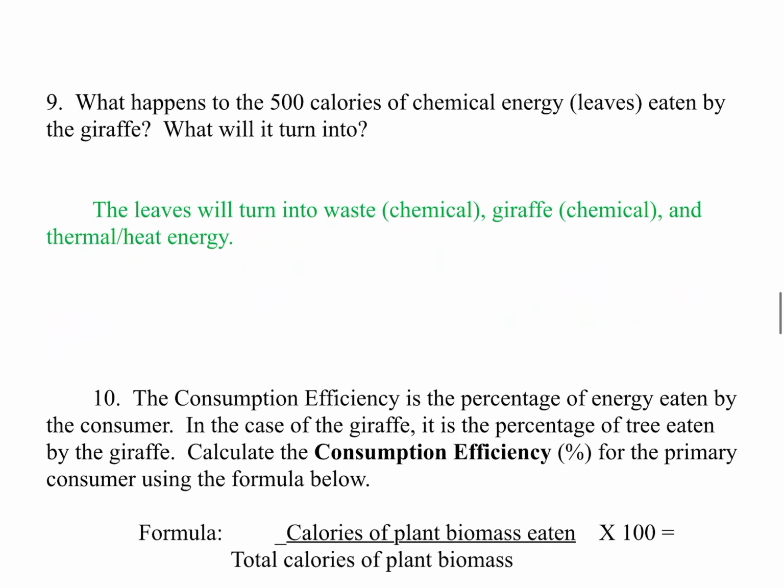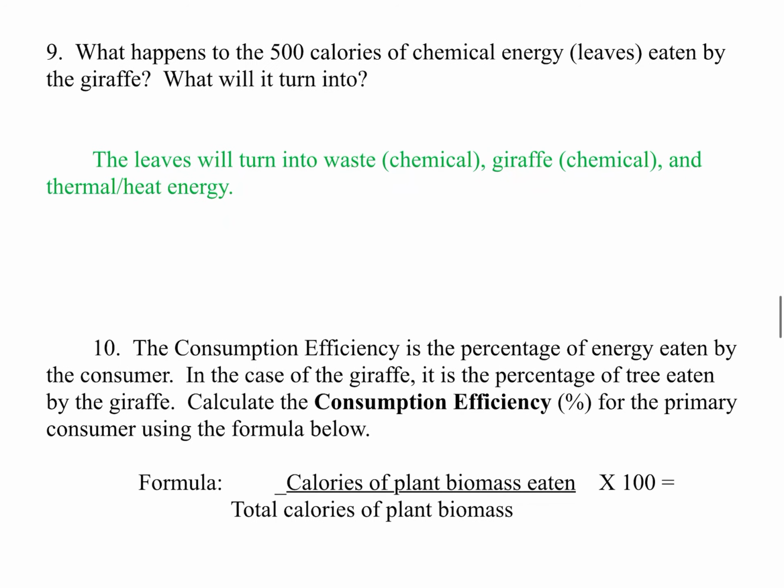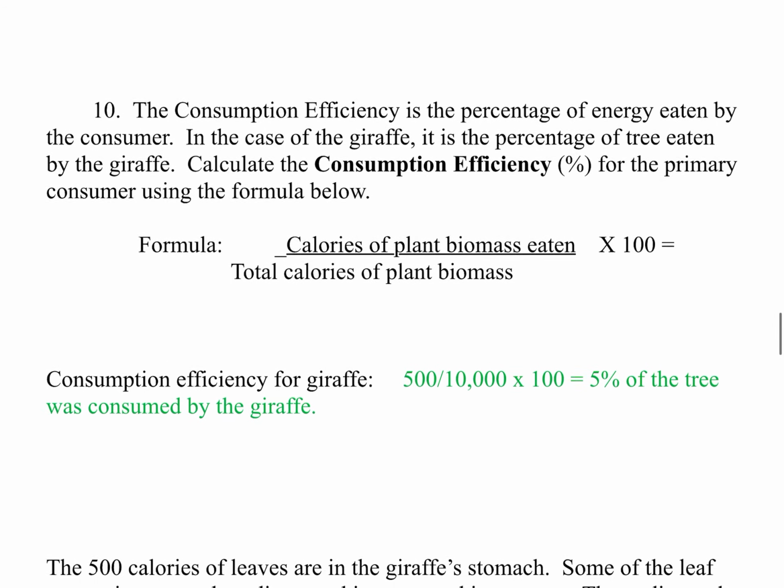So what happens then to the 500 calories of chemical energy, in this case leaves, that was eaten by the giraffe? What will it turn into? Well, it'll turn into three things. Some of the leaves will turn into waste. That's chemical energy. Some of the leaves will turn into giraffe, also chemical energy. And then some of it will turn into thermal/heat energy. So of the 500 calories of leaves, none of it's destroyed. All of it turns into a different form of energy.